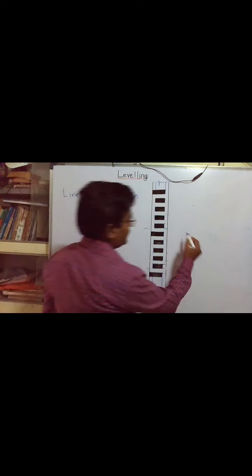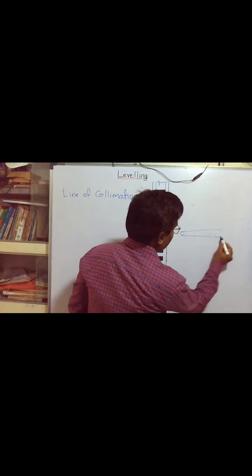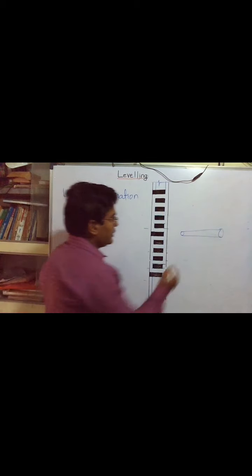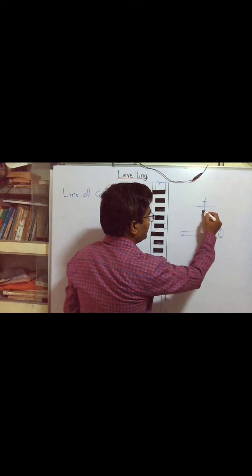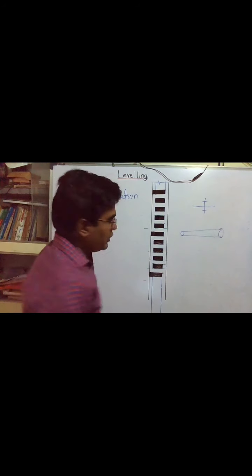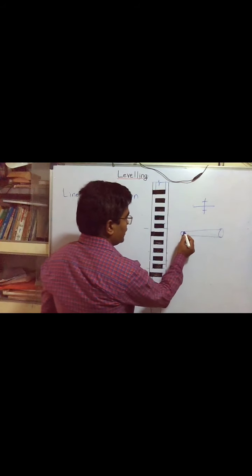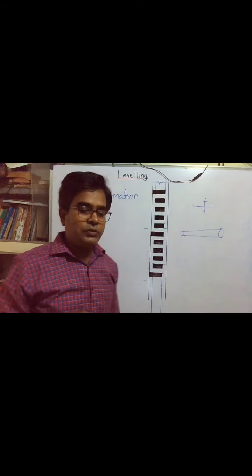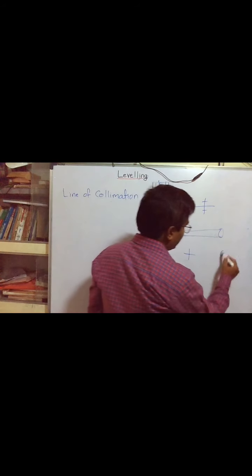This is the telescope. We have seen there will be an eyepiece and there will be one object glass here. Okay, and here somewhere the crosshair is fitted. This crosshair is like this. So here it is fitted somewhere inside. So here one line, it is called line of collimation. It is a line passing through the intersection of crosshairs and the diaphragm and the optical center of the object glass.